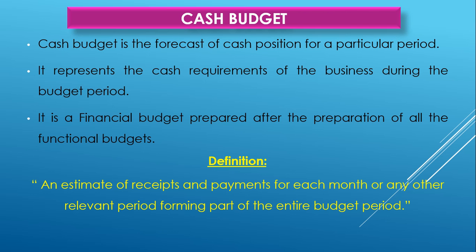So what is it? Cash budget is the forecast of cash position for a particular period. It denotes the forecast of cash position, how the company has maintained the cash balance in their organization, whether they are spending their money more or less, or whether they are in a profit position or not. It represents the cash requirements of the business during the budget period.